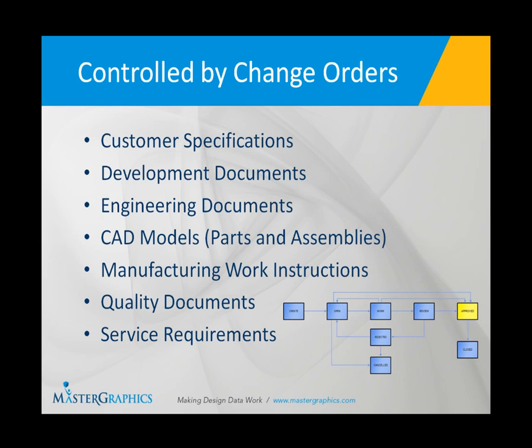What types of things can you control by a change order? Well, we might have customer specifications, development documents, engineering documents. Those can be drawings. Those can be Word documents, Excel. There's also the CAD models. We've got parts, assemblies, and all those relationships that are going on. There could be manufacturing work instructions, quality documents, and service requirements. All these types of things can be managed by a change order.